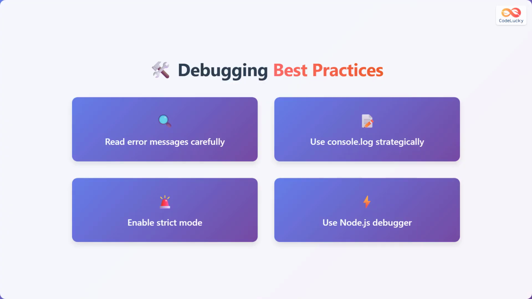To effectively debug Node.js applications, there are several best practices you can follow. First, always read error messages carefully, as they often provide valuable clues about the cause of the problem. Use console.log statements strategically to inspect variables and track the flow of your code. Enable strict mode to catch common coding mistakes. And leverage the Node.js debugger for more advanced debugging scenarios.